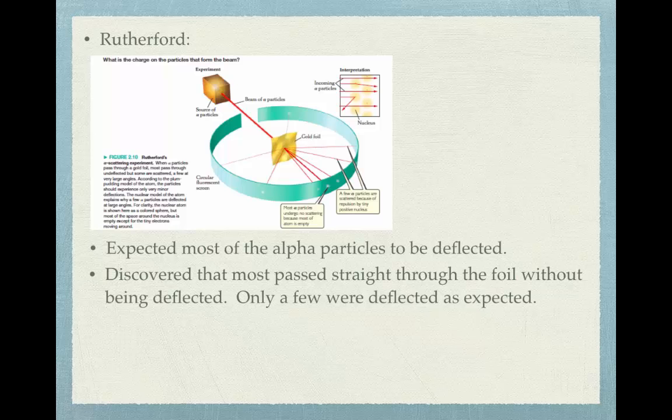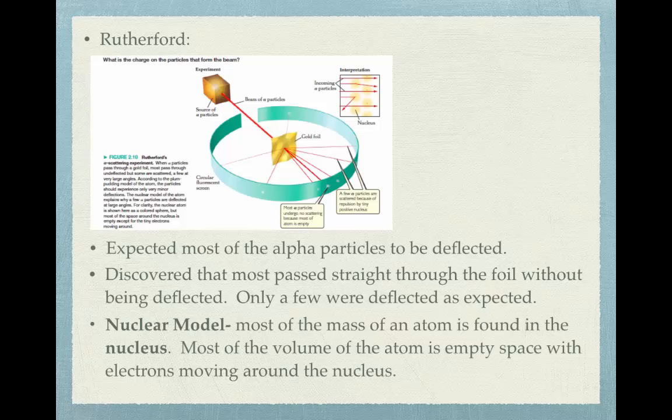And he discovered that only a few were actually deflected, and they were deflected at extreme angles, angles that he had not expected. And so what this allowed Rutherford to do was come up with the nuclear model. And what the nuclear model states is that most of the mass of an atom is found in the nucleus. And the other concept that he came up with is the fact that most of the volume of an atom is not positive charge, it's actually just empty space. And then you have electrons moving around the nucleus.